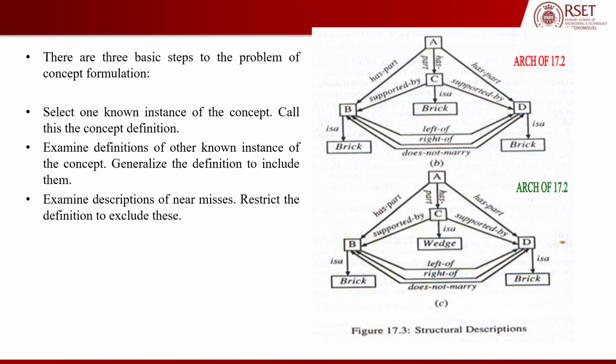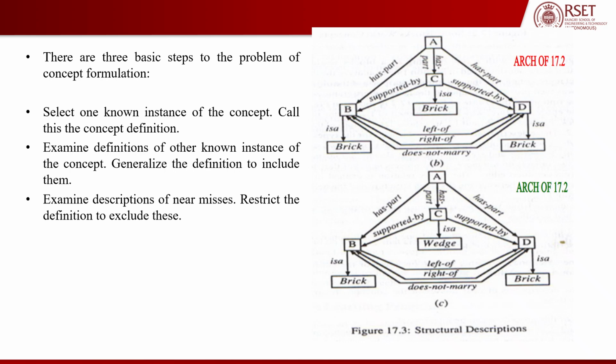So there are three basic steps to the problem of concept formulation. The first one is select one known instance of the concept. Next, call this the concept definition. Next, you have to examine the definitions of other known instances of the concept, that is, generalize the definition in order to include them. Next is to examine the descriptions of the near misses, that is, restrict the definition in order to exclude these uses.